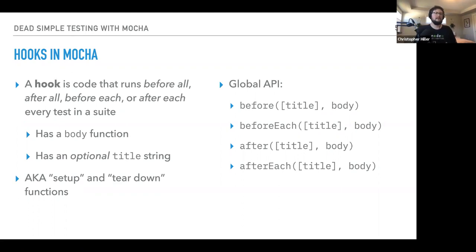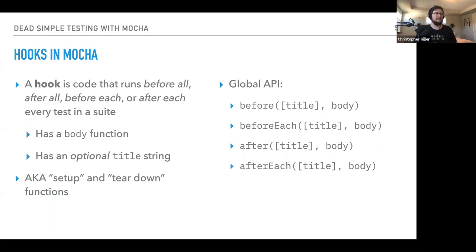In this API, which again is a global API, you don't need to require or import anything, we have four functions: before, beforeEach, after, and afterEach. The idea is that before will run once, basically before any of the tests, and beforeEach will run once for every test.